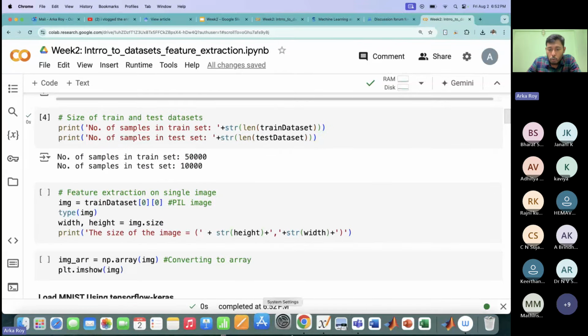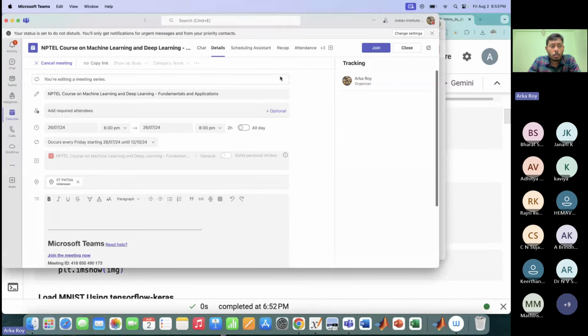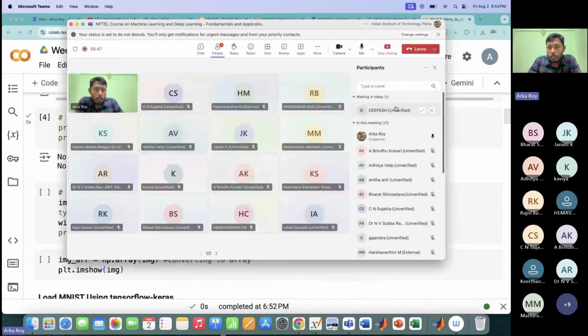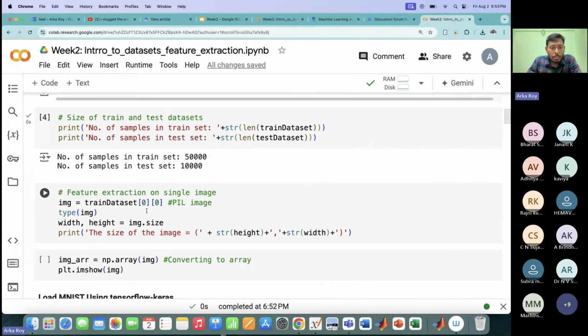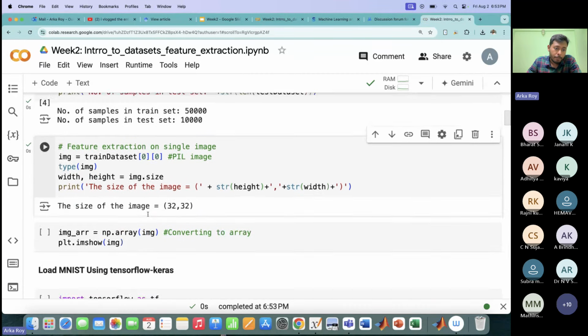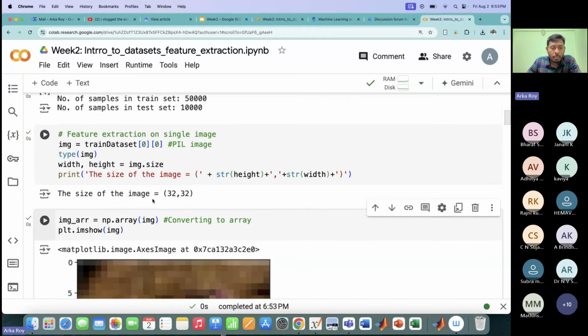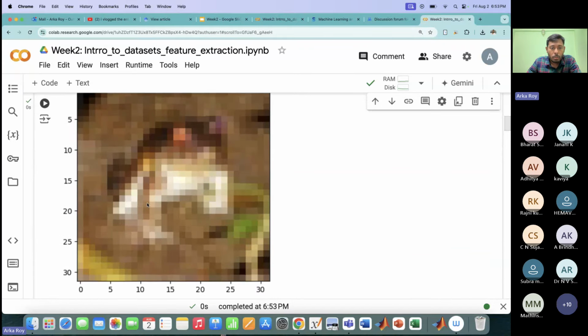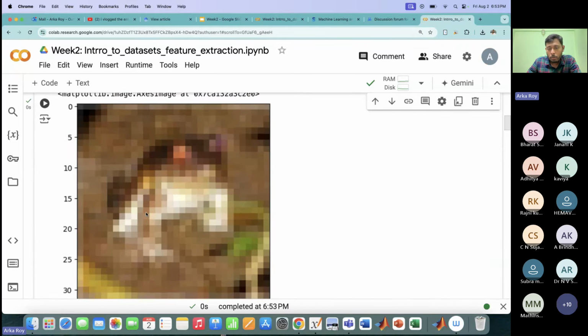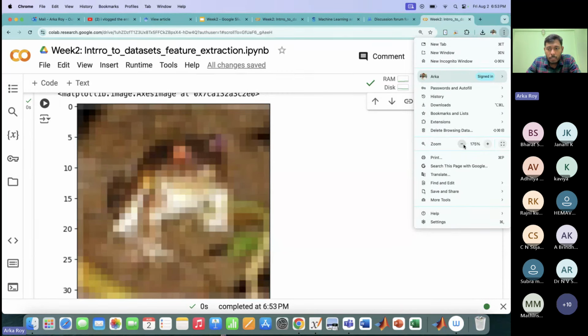Then, to show you how these images look, one second. How these images basically look like. From here, you can see that this is the image. This image is quite blurry. The image resolution is very poor, a 32 by 32 image, so obviously the resolution would be very bad. From this, you'll not be able to understand what this image refers to.